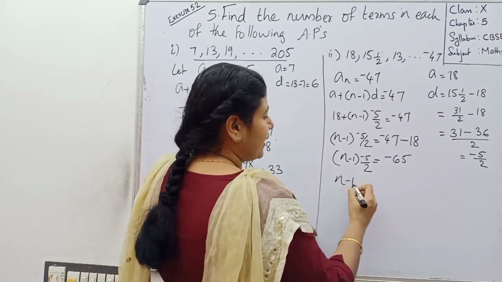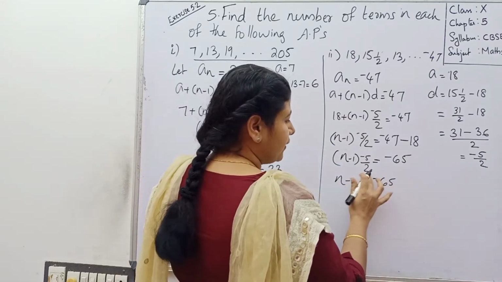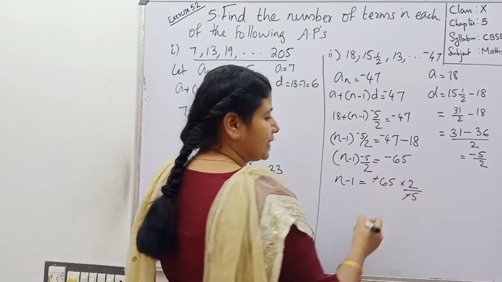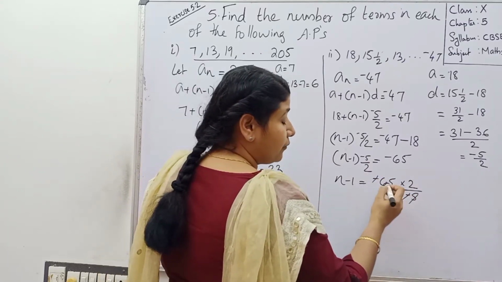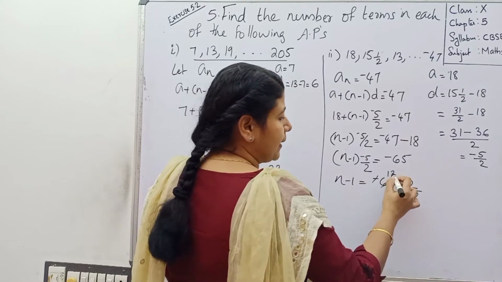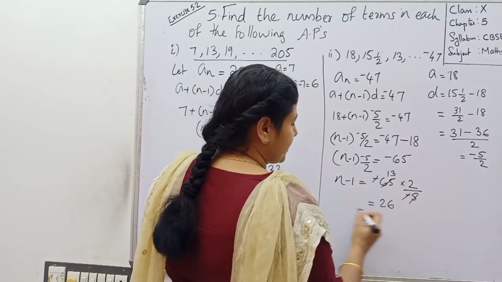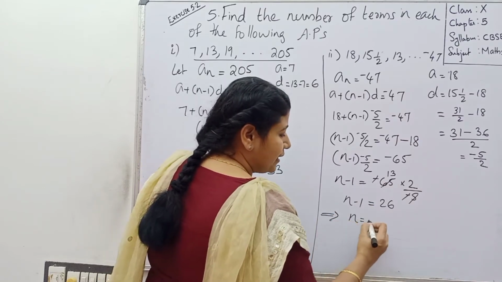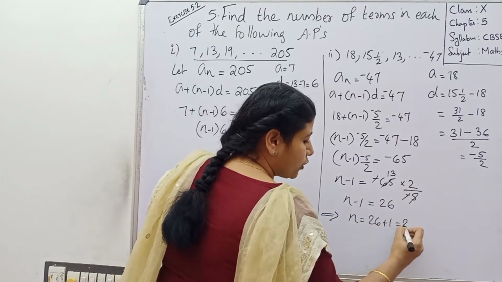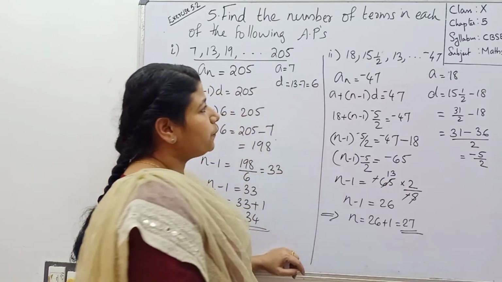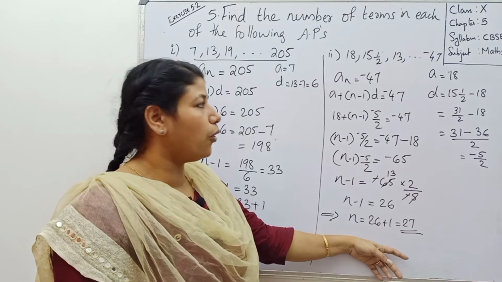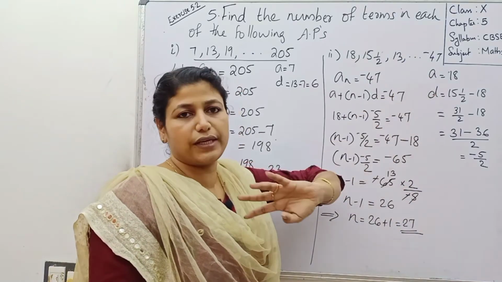Then you will get n minus 1 equal negative 65 into 2 by negative 5. Both the negatives get cancelled, and 65 by 5 is 13. 13 into 2 is 26. n minus 1 is 26, which means n is 26 plus 1, which is equal to 27. So in this arithmetic progression there are 27 terms, or the 27th term is negative 47.